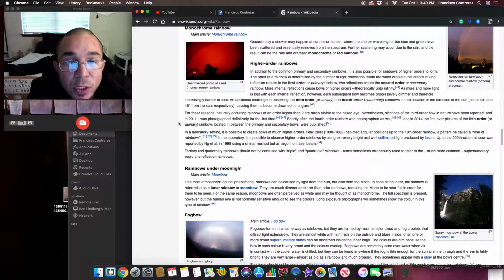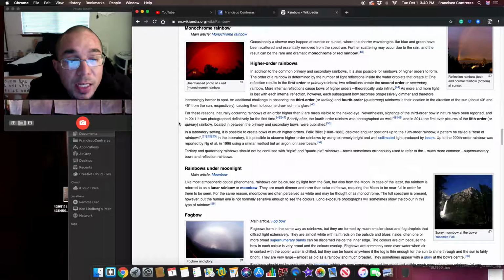An additional challenge in observing the third order or tertiary, and fourth order or quaternary rainbows is their location in the direction of the sun, about 40 and 45 degrees from the sun, respectively, causing them to become drowned in its glare. For these reasons, naturally occurring rainbows of an order higher than 2 are rarely visible to the naked eye.